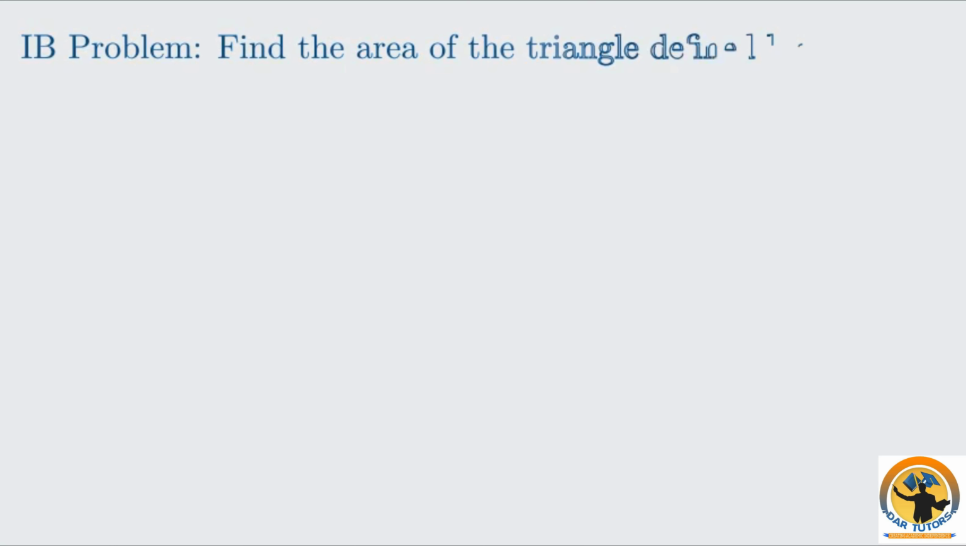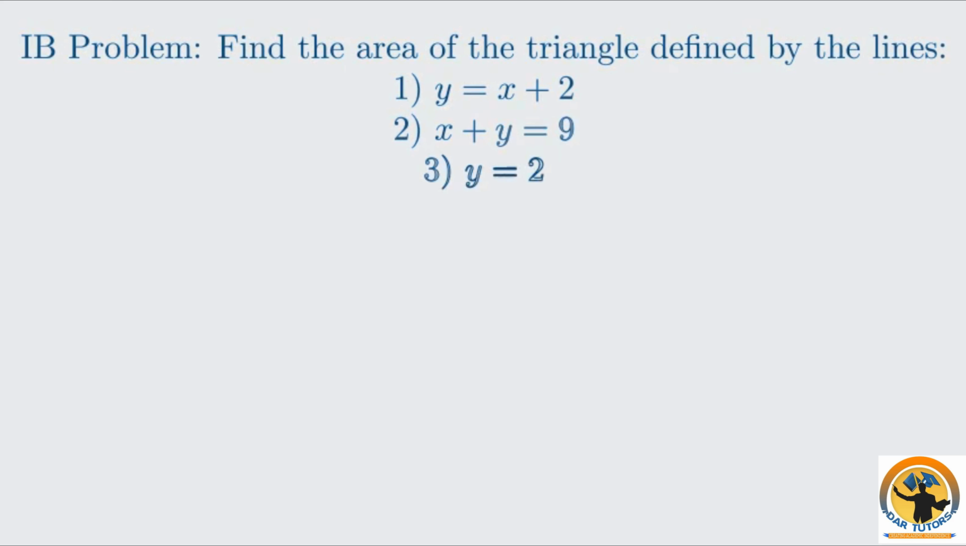A very common type of problem in IB involves finding the area of a triangle formed by lines. By the end of this scene, you will be able to calculate the area of such a triangle. The strategy is always the same. Find the vertices of the triangle by solving simultaneous equations, and then use the area formula. The problem asks for the area of the triangle defined by three lines. We need to find the three vertices first. Each vertex is the intersection point of two of the lines.